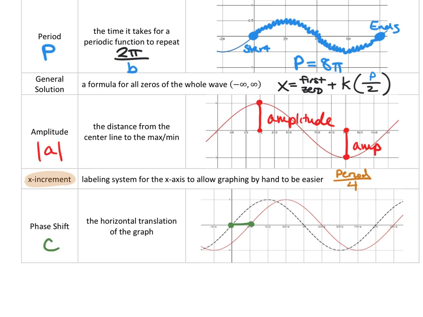But you would just look for how far away the original graph is to the one that is graphed, so from the dashed to the solid line essentially, and that is your phase shift. So this graph has been shifted pi over 4 to the right. So you'd see a minus pi over 4 in that formula.